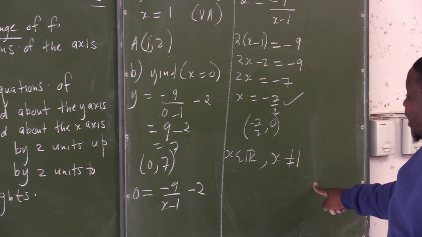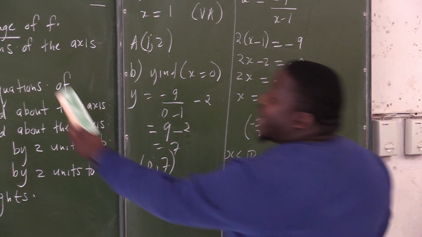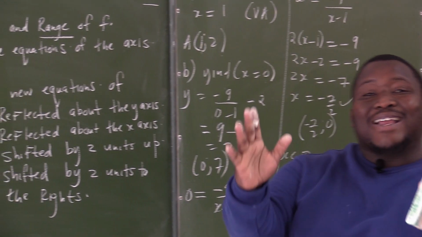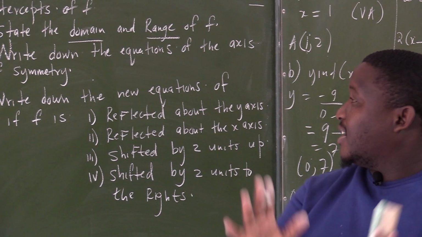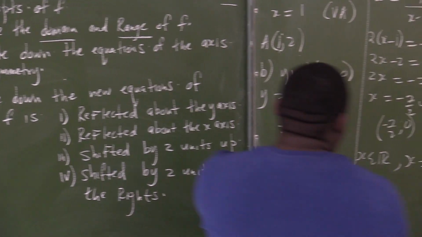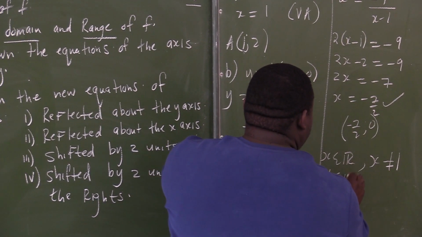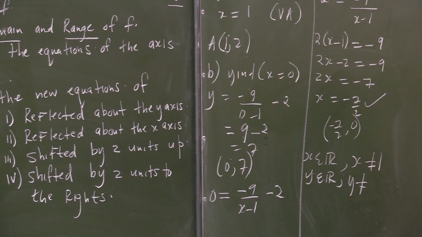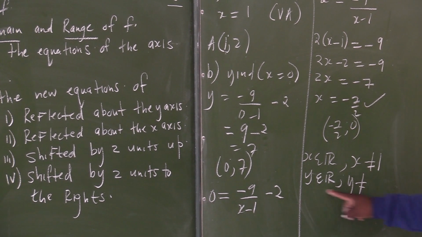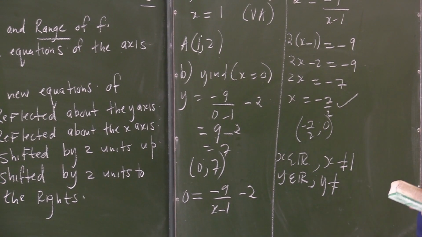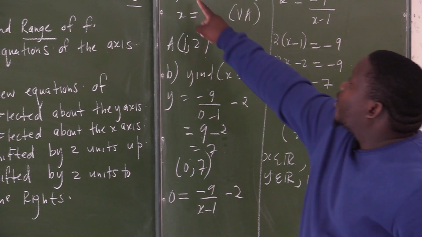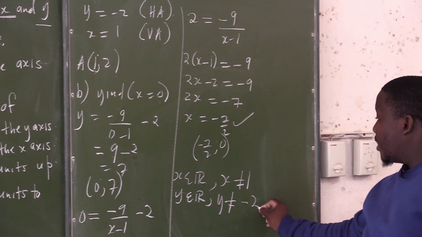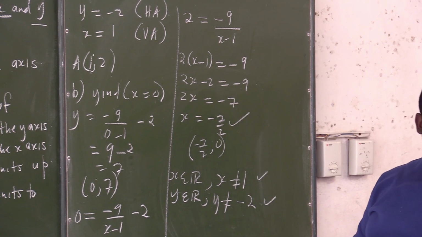Let's check the range. Remember, the range is a set of all values of y for which the graph is defined, for which the graph exists. It means what is going to be my range? I'm going to say y is an element of real numbers, but y must not be equal to the asymptote. Which asymptote am I referring to now? The horizontal asymptote. What is my horizontal asymptote? It's negative 2. So y must not equal negative 2. You get a mark, you get a mark.